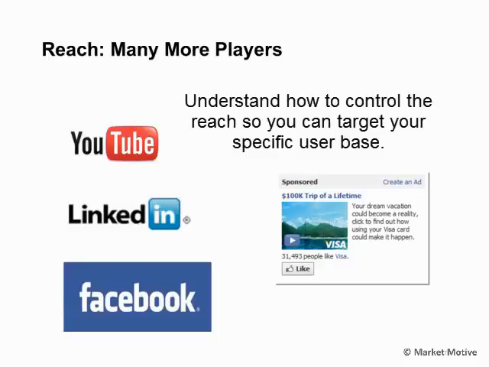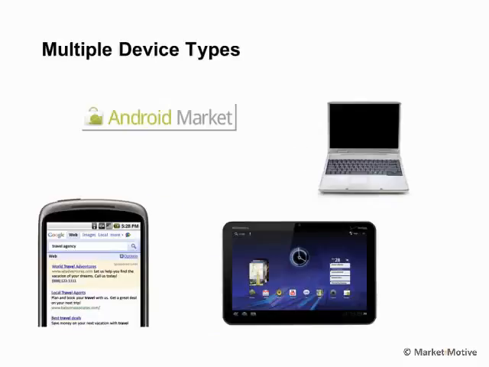What's important is to understand how to control the reach so you can target your specific user base. If you have an ideal customer profile, you can look to see what your customer does online and target the customers based upon their behavior. Now, reach goes beyond just the desktop. You have ads on tablets, ads on mobile devices, in-app ads. So regardless of how someone's accessing the internet, you can serve ads to those users based upon their behavior.